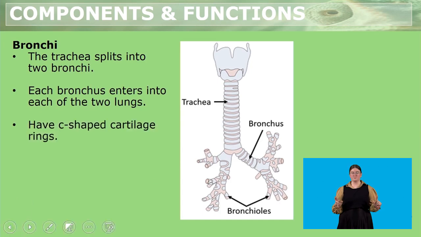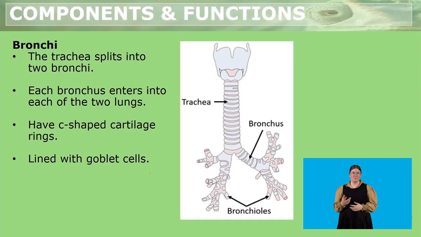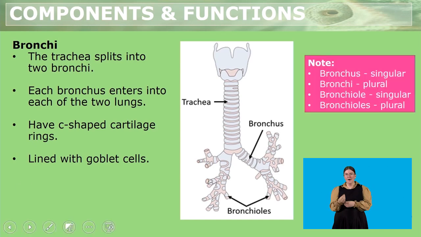They have C-shaped cartilage rings. And we know that the cartilage rings are to allow flexibility. They are lined with goblet cells. By now we know that the goblet cells secrete mucus. And something to remember, bronchus is for singular, so it's one bronchus. Bronchi is plural form, so it's two bronchi. And then we will look at the bronchiole and bronchioles in the next slide.